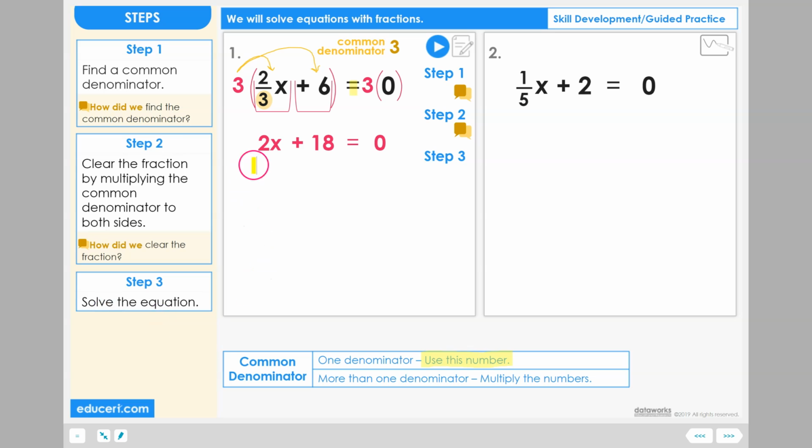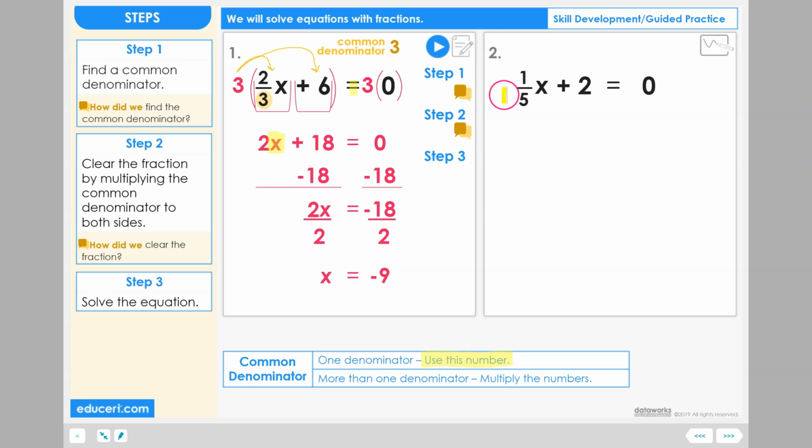Step 3. Solve the equation. So now we just go about our regular business of solving this equation by subtracting 18 from both sides. That will give us 2x is equal to negative 18. And now dividing positive 2 on both sides, we get x is equal to negative 9.